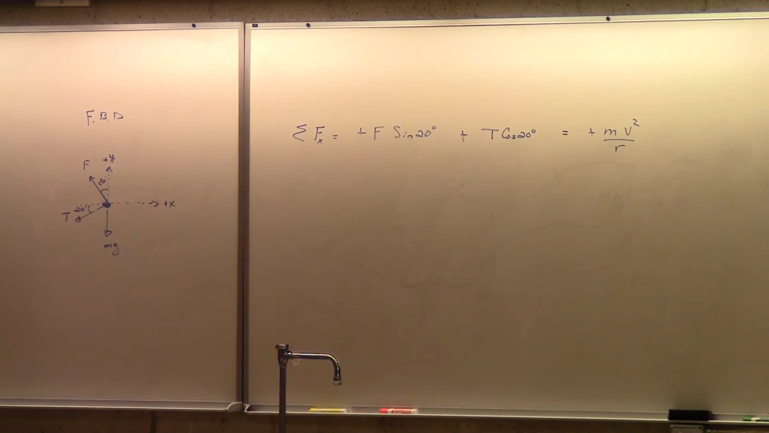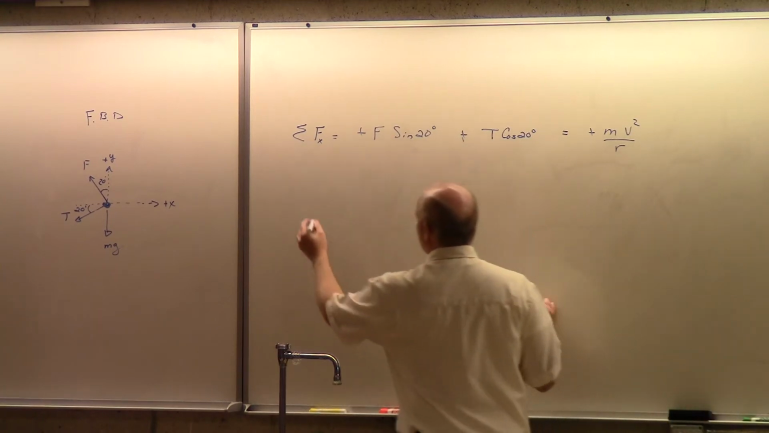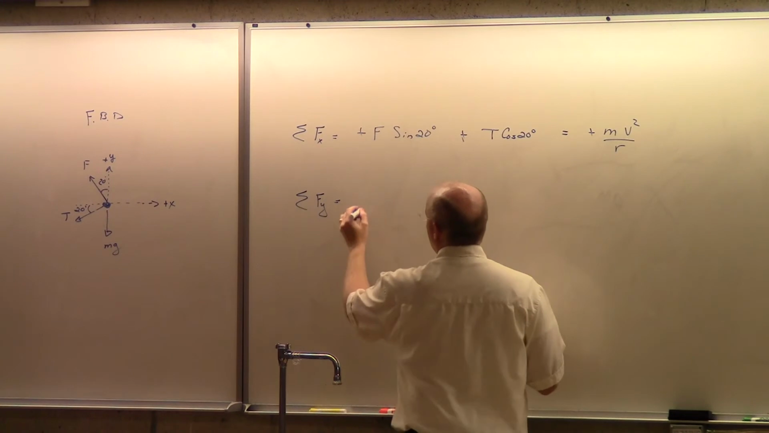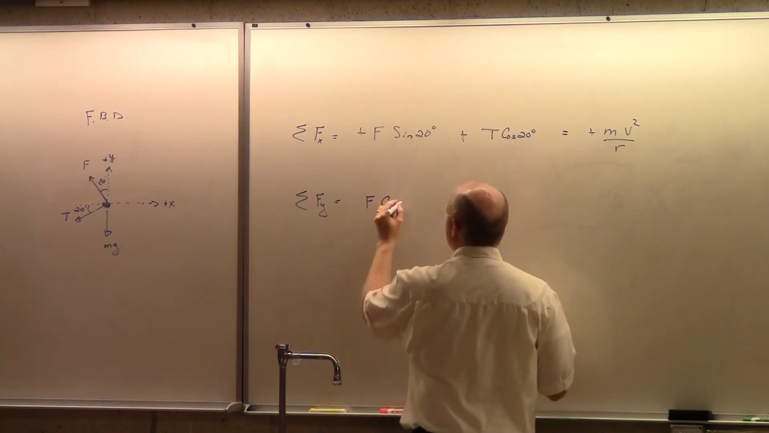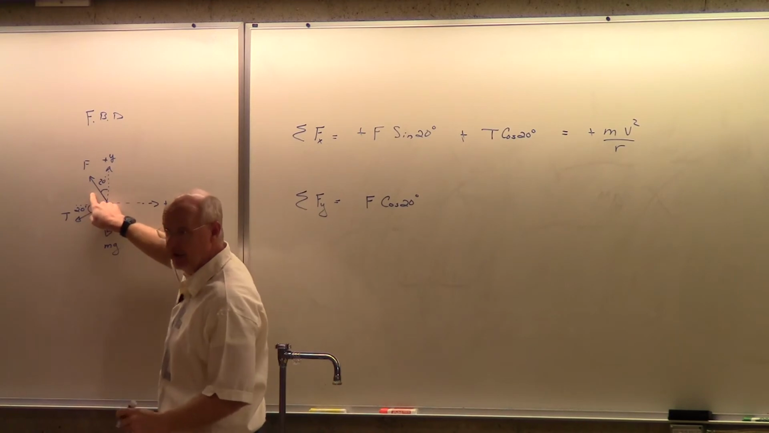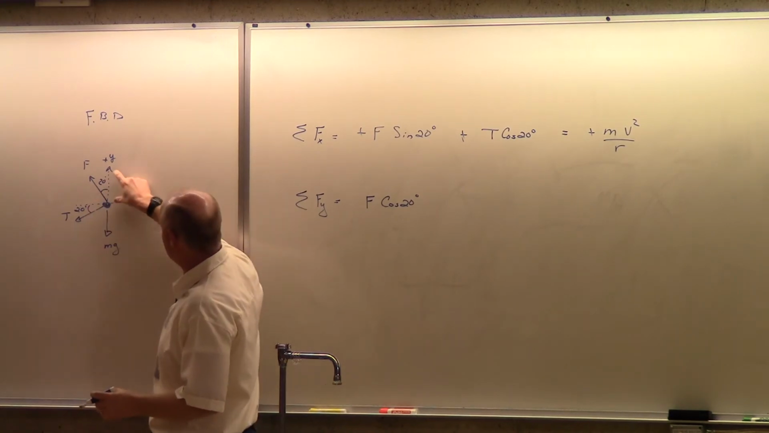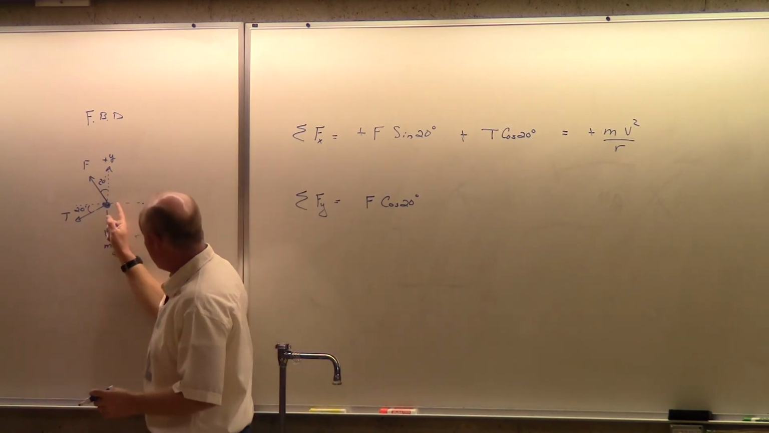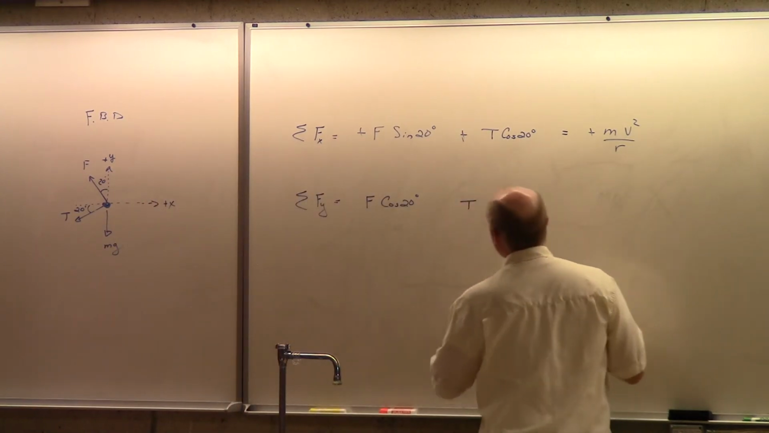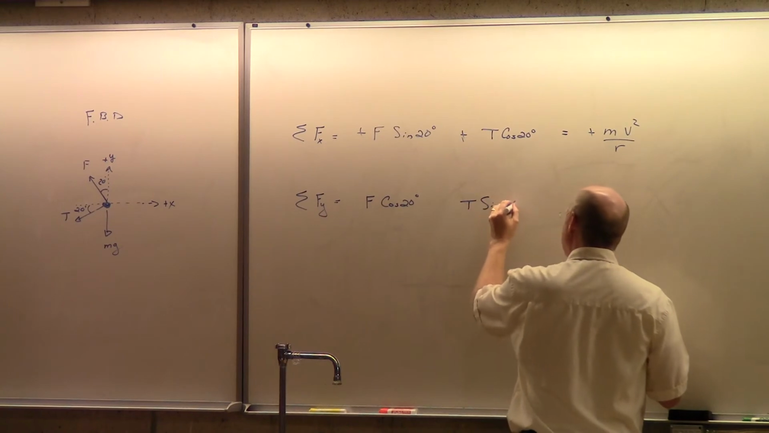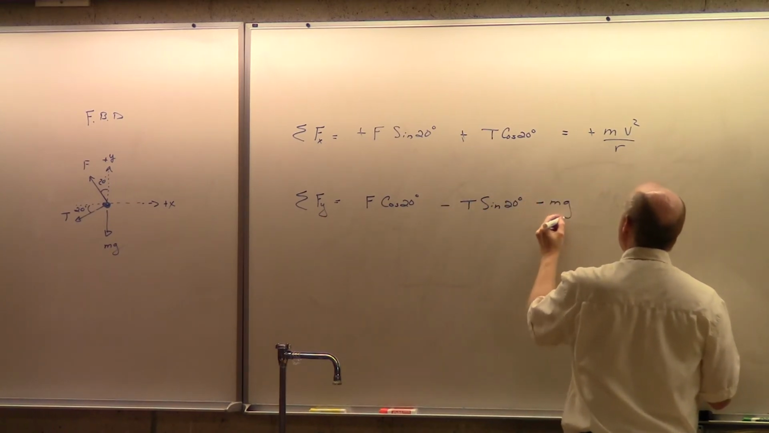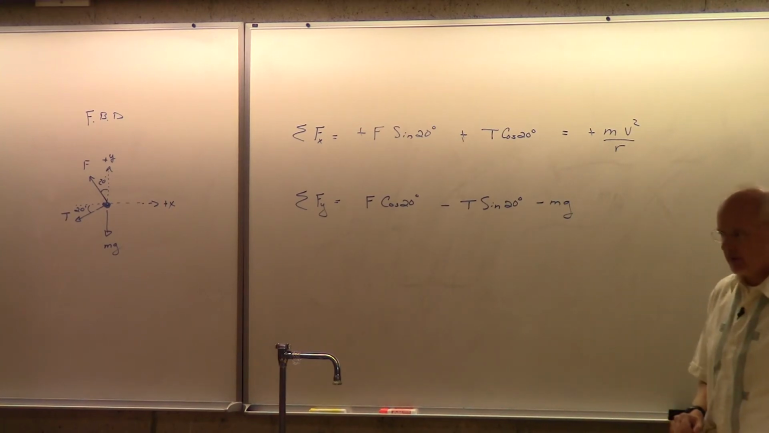Okay? And if I write out the other equation, which is the sum of the forces in the y direction, I would have F cosine of 20 degrees for how much of the aerodynamic lift is in the vertical direction, and it's a positive direction, whereas the tension, the vertical component, is sine theta, and it's in the negative direction, as well as the weight is in the negative direction.